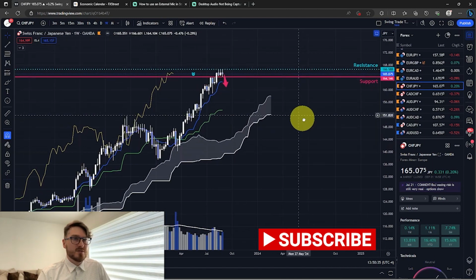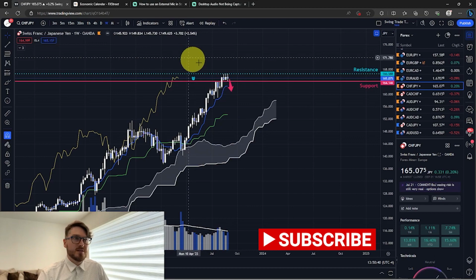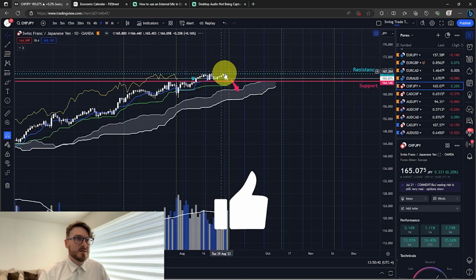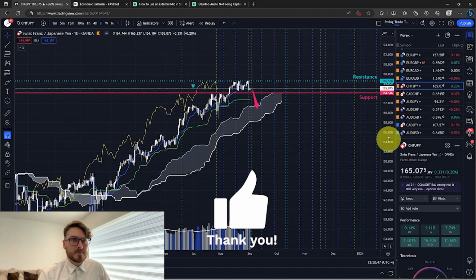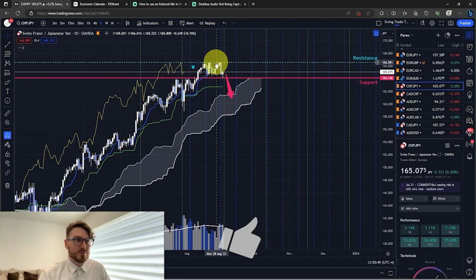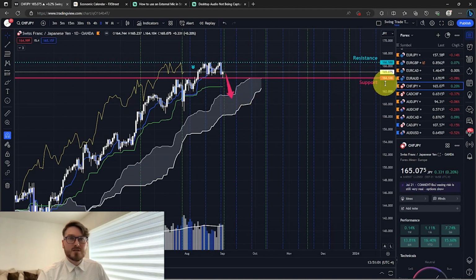And so typically when this happens and these lines become flat, price is going to retrace back. And that's why if you look at the daily, you can see that we had a double top here. And so that's why I'm expecting price to come back down to closer to the cloud levels. But we're going to need to wait for this support level to break, which is the 164.146 level.